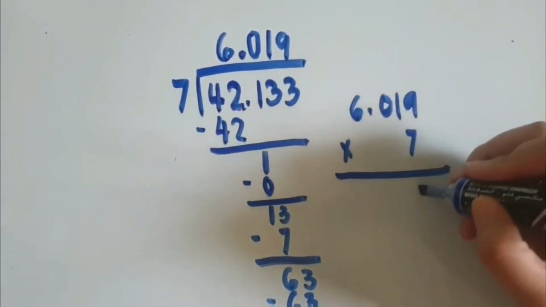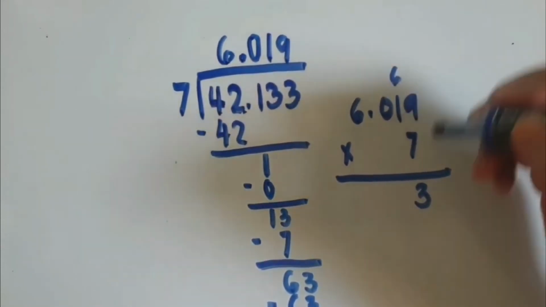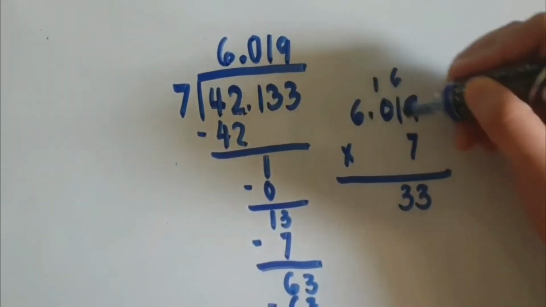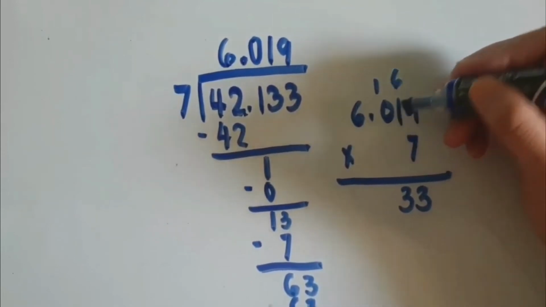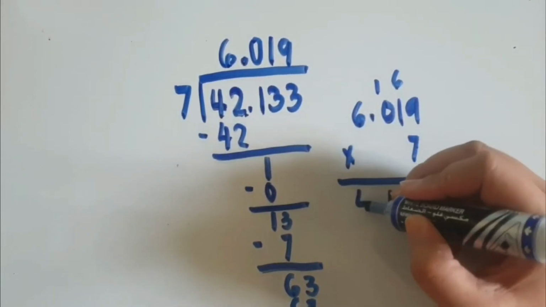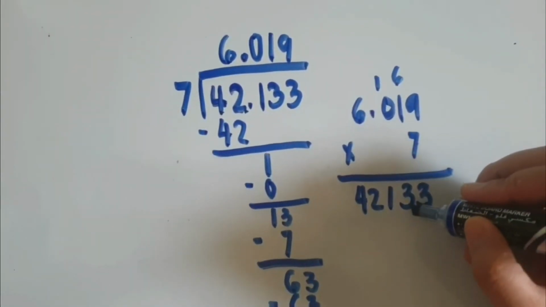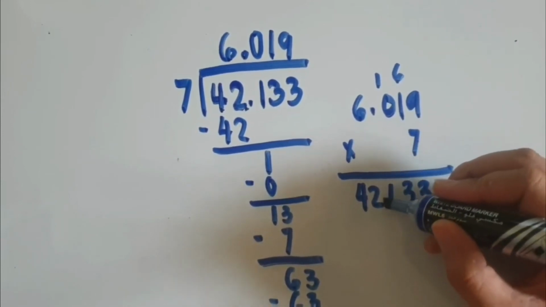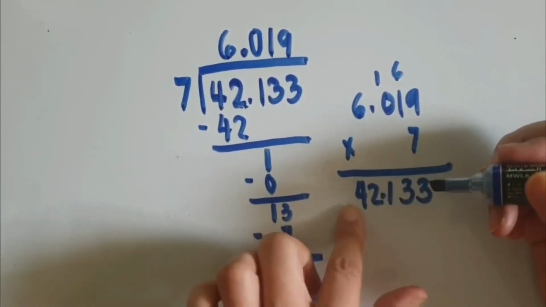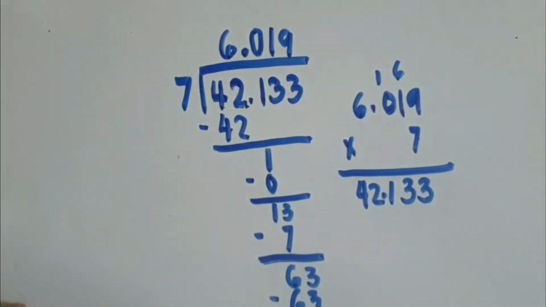7 times 9 is 63. 7 times 1 is 7, plus 6 is 13. That's 1. 7 times 0 is 0, plus 1 is 1. And 7 times 6 is 42. So we have 3 decimal places here. 1, 2, 3. So our decimal point will be after 42. And that is the same with our division.